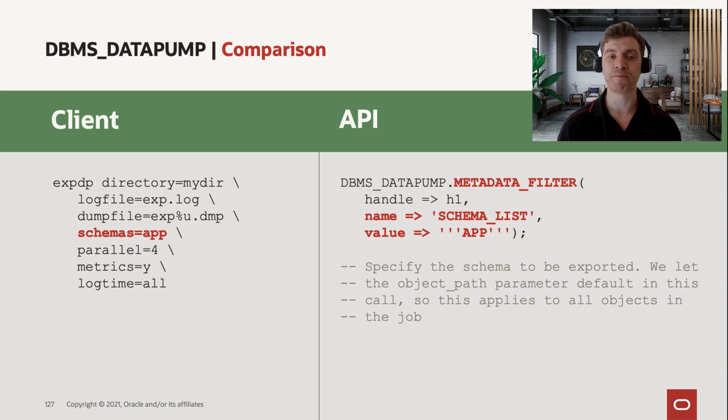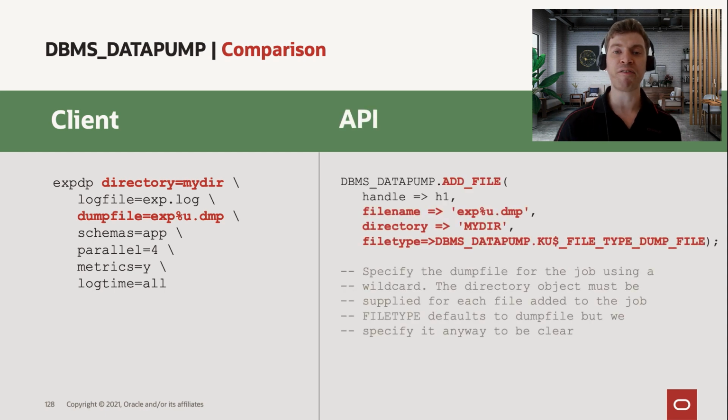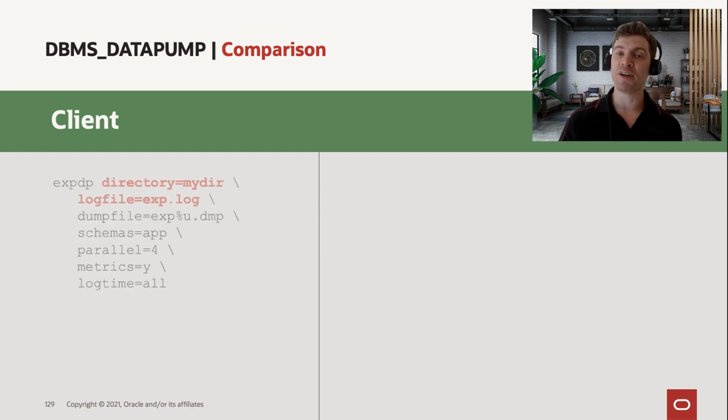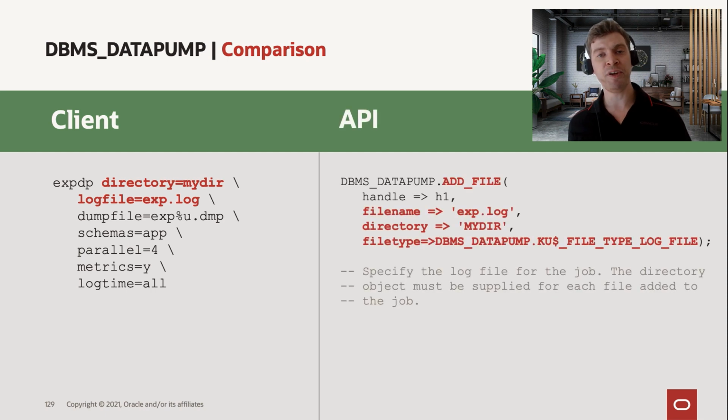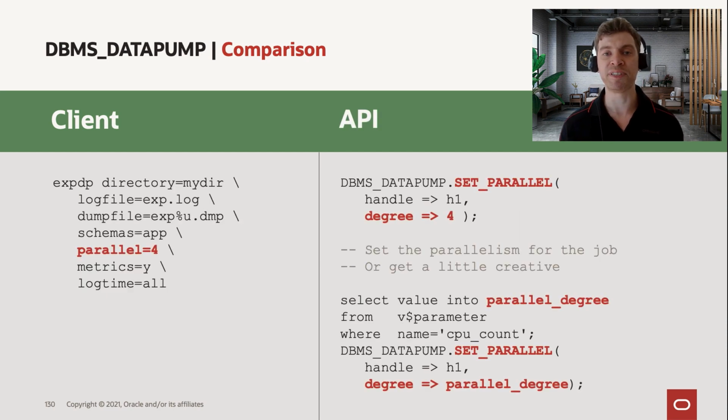Also, we have a dump file, so you use the add file procedure. And here in file type, you'll see that we are adding a file type dump file, meaning we are adding a new dump file to this process. The same applies for the log file, but the file type here for the log file is file type log file. What about parallelism? You can use the set parallel procedure from the DBMS Data Pump API.